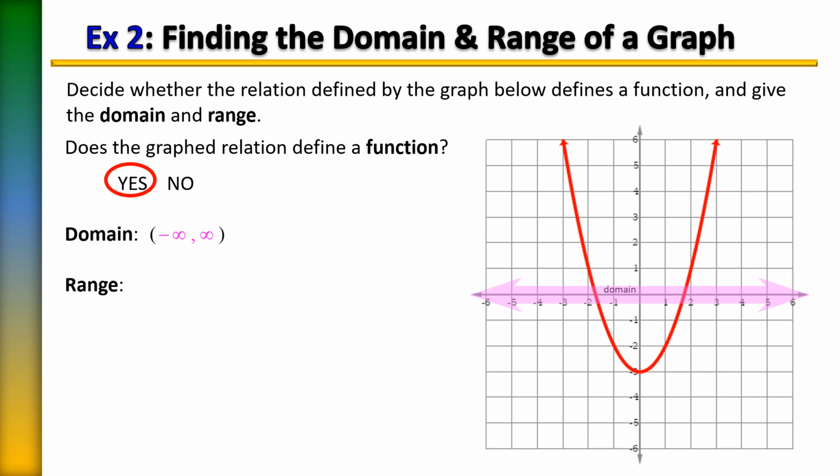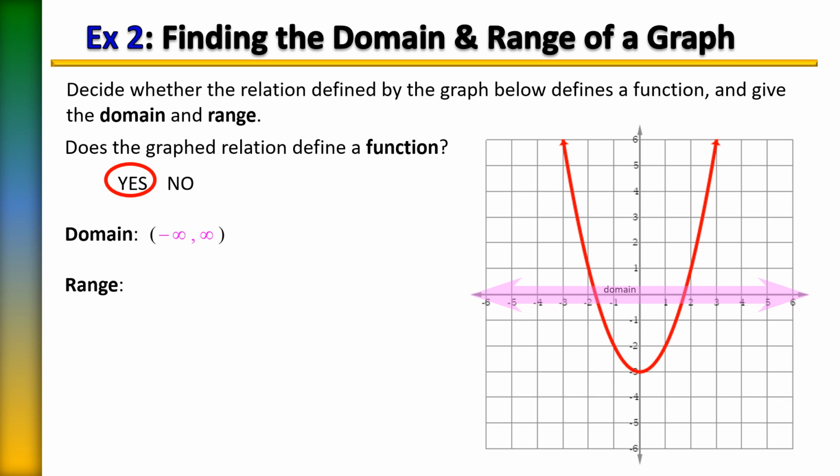Next, we want to find the range. Remember, range is how high or how low the graph extends. So first we want to find the lowest point on the graph. The lowest point on the graph, as we can see here, is -3. As far as how high the graph goes up, again, because we have these two arrows here, this graph is going to shoot forever up into positive infinity.